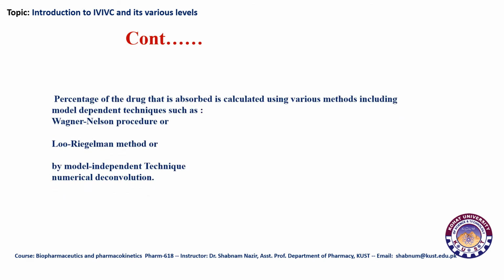So an important task is to calculate the percentage of the drug which is absorbed. That could be calculated by using various methods, and two methods are model dependent techniques, while one is model independent, which is also called numerical deconvolution. The model dependent techniques are the Wagner-Nelson procedure or the Loo-Riegelman method. These two are model dependent techniques, while the model independent technique is numerical deconvolution. Just know about these various methods, and whenever the time comes, we will discuss these methods in detail, later on.